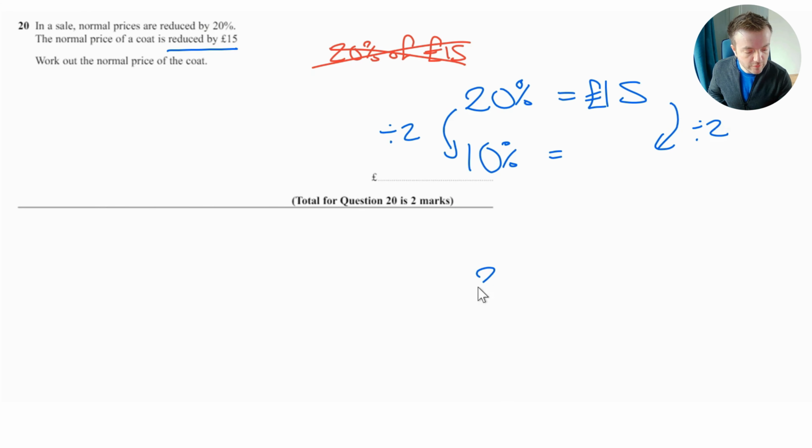Now, if you're not sure how to do this, 15 divided by 2 is going to give us 7, but we've run out of space. So what you can do is just put a decimal point in there and see if you can go any further. So here, there's going to be a decimal point there. We're going to carry over 1. 10 divided by 2 is 5. Okay, so it's going to be 7.5. So it's going to be £7.50.